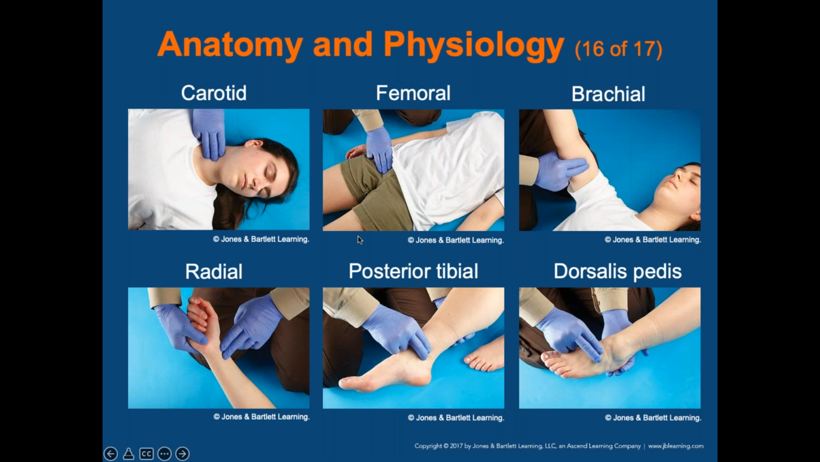So in this slide here, it kind of tells you where to look for different pulses. You have femoral, brachial, carotid, radial, posterior tibial, and dorsalis pedis pulses.